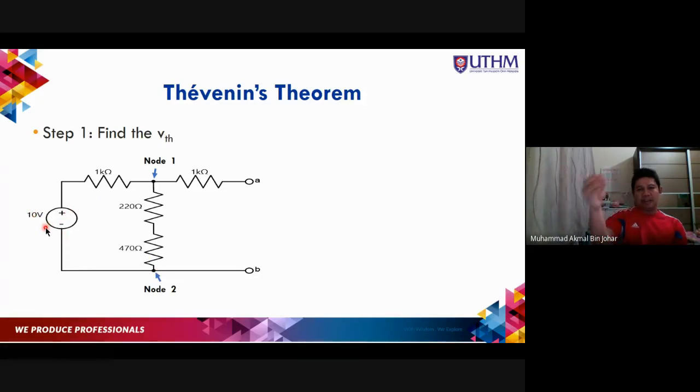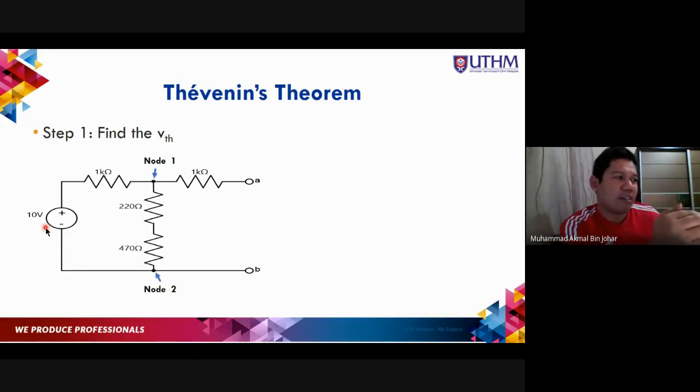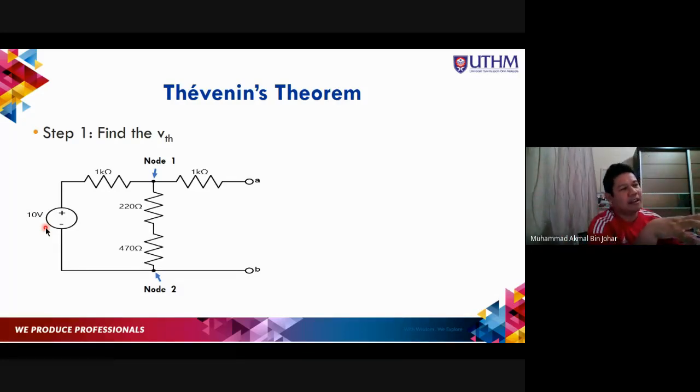So remember, when calculating the Thevenin voltage, we need to let all the independent voltage sources and current sources stay inside the circuit, and we try to solve it. Now we have 10 volt here and a 1 kilo ohm resistance, and then 220 and 470 ohms in series. And at this junction, we have another path of 1 kilo ohm that goes into port A and B.